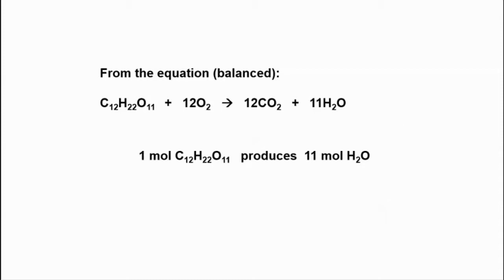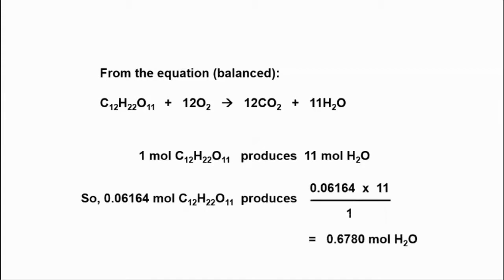From the balanced equation, 1 mole of sucrose produces 11 moles of water. Since we only have 0.06164 moles of sucrose, how many moles of water are we going to get? You calculate this, and we get only 0.6780 moles of water.